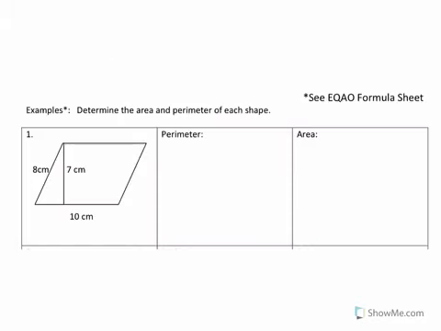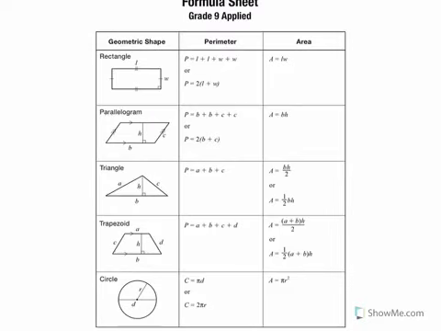Okay, so what I have here is our first example, and we first have to figure out which shape this is so that we can know what the formula is for the perimeter and the area. So let's take a look at the EQAO sheet first. Now, is it a rectangle, a parallelogram, a triangle, trapezoid, or circle? So I think what we're dealing with is this one right here. So it looks like it's the parallelogram.